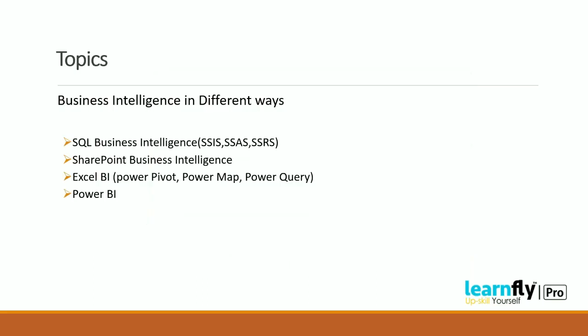Like SQL BI, in SQL BI we normally talk about three things. It's a 15-day course we have: SSIS, SSAS, and SSRS. SSIS is all about SQL Server Integration Services. SSAS is all about SQL Server Analysis Services, and SSRS is all about SQL Server Reporting Services. So if you are a data warehouse manager, a data architect, or the BI manager in your company, and your company is working on SQL Server, your data is stored in SQL Server, then in that case you have to go with any of the SQL Server parts.